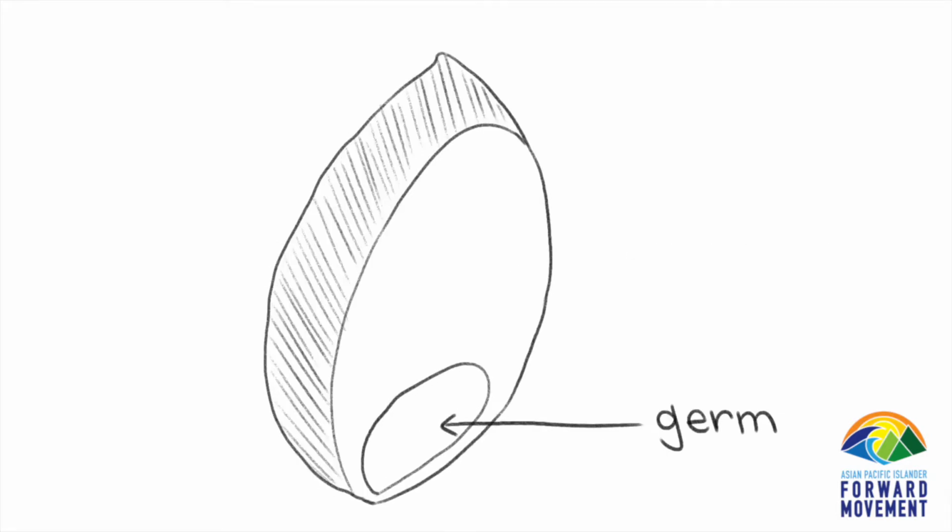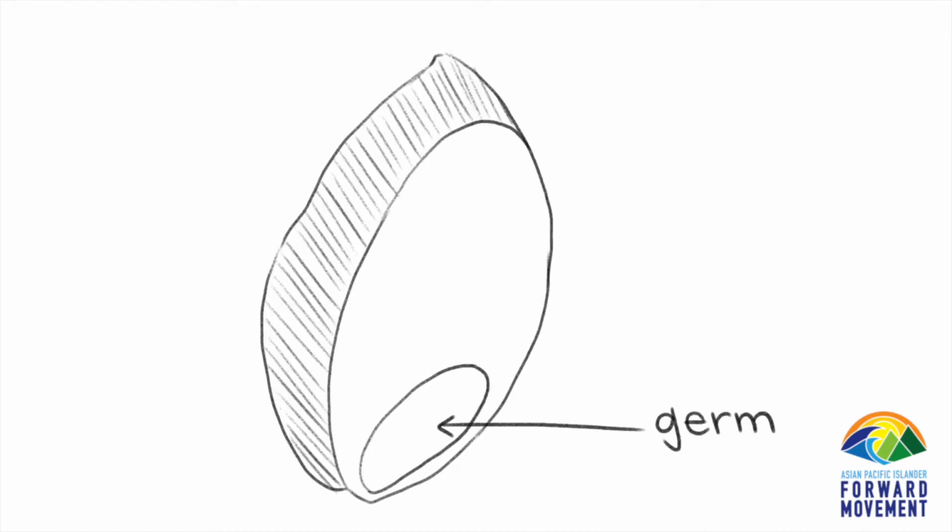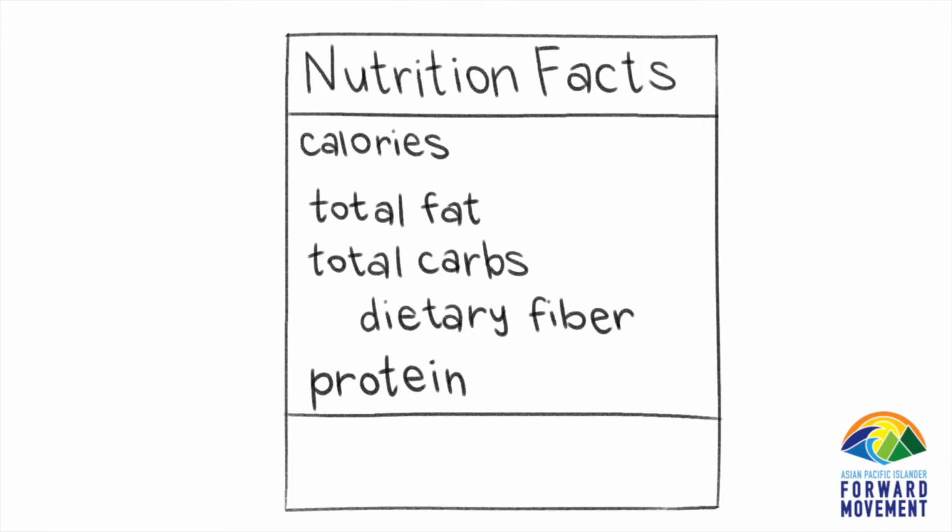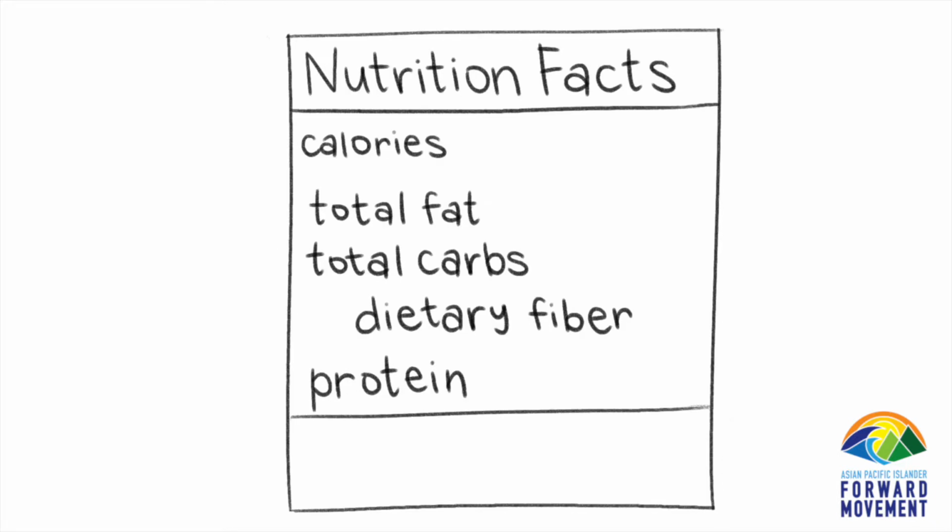Finally, the germ contains antioxidants and certain vitamins. Antioxidants can help delay aging, while vitamin E specifically protects cells in our body from damage and keeps our immune system healthy. To check if the grains that you are eating have the whole grain benefit of fiber, check their nutrition label.